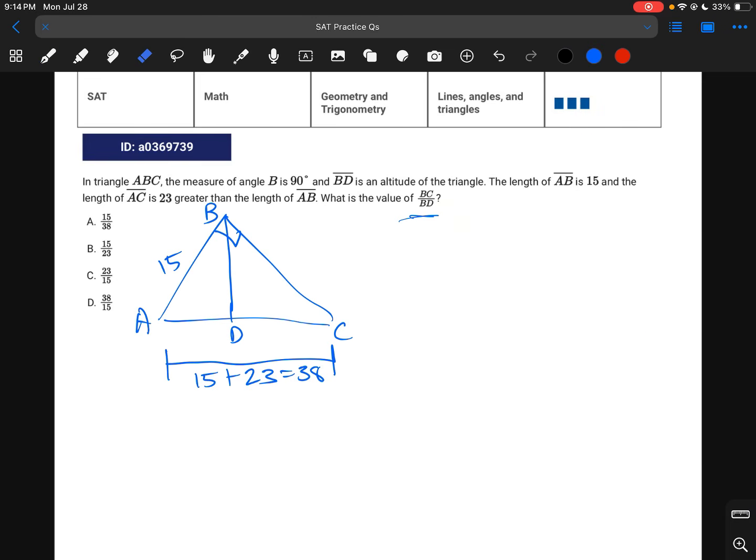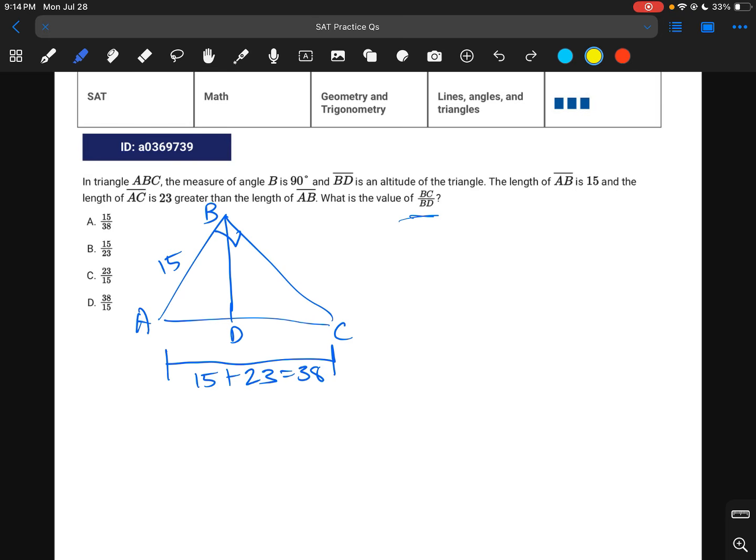And do we have this relationship in this triangle? Well, yes, there's actually three triangles in this problem because we have BAC, and then we have BAD, and we also have BDC. Okay. So for this particular problem, we're interested on the right-hand side because we're looking for BC and BD.